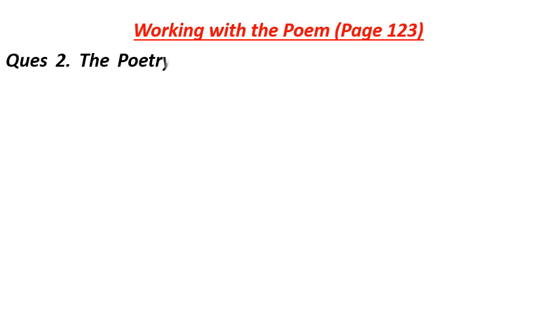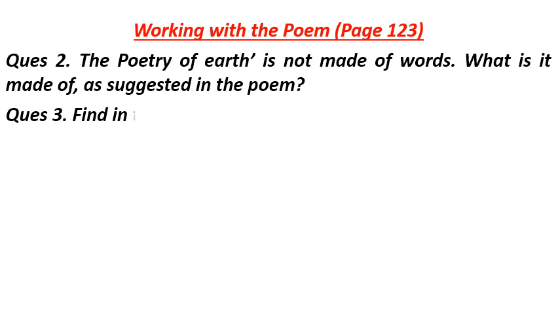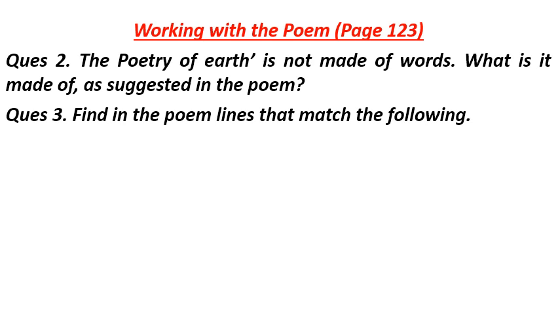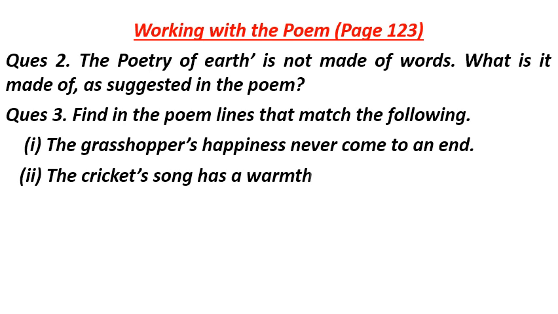Students, now let us see textual questions of working with the poem, which is on page number 123 in your book. Question number 2 is, the poetry of earth is not made of words. What is it made of, as suggested in the poem? Question number 3 is, find in the poem lines that match the following. Part 1. The grasshopper's happiness never comes to an end. Part 2. The cricket's song has a warmth that never decreases.